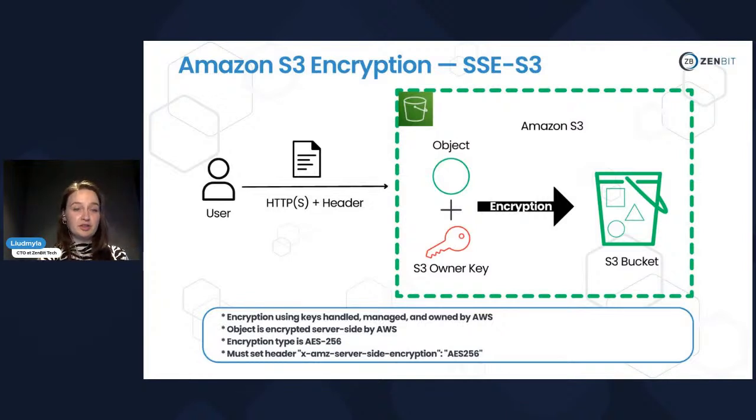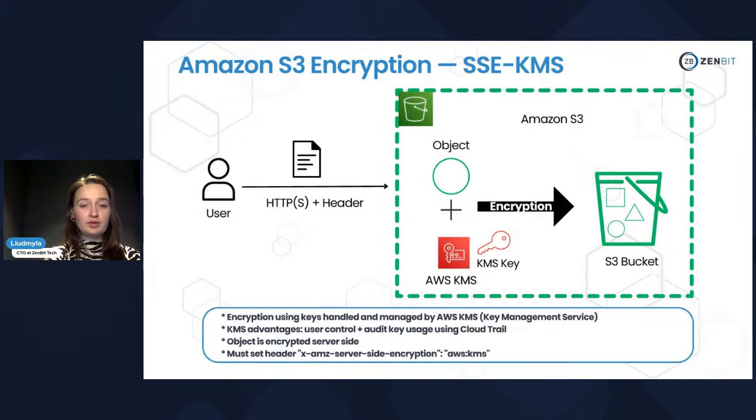Object is encrypted server side by AWS. Encryption type is AES-256. And if you want to encrypt an object, you need to send it with a specific header. Actually, the header is x-amz-server-side-encryption, and then you write the details: AES-256. And it will request AWS to encrypt the object for you.